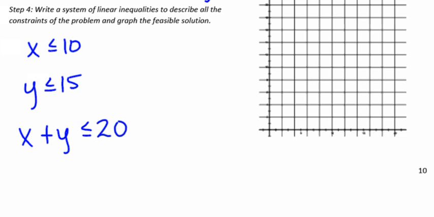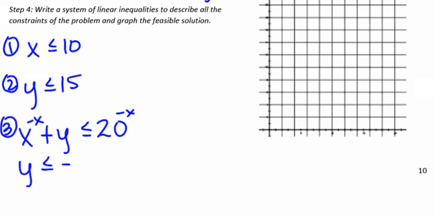So we just need to isolate. This is our first one. Second one, both of those are already isolated. This third inequality, we need to get y by itself. So subtracting x from both sides, we're going to graph y is less than or equal to negative x plus 20.